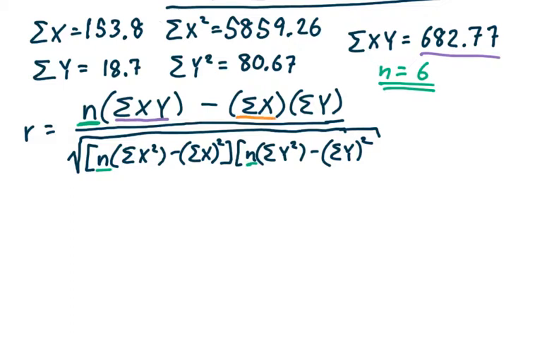We have 6 car rental companies, so we're going to insert 6 in place of n here, here, here. Minus here the sum of x. We're going to be substituting in 153.8. The sum of the y's is going to be replaced by 18.7.